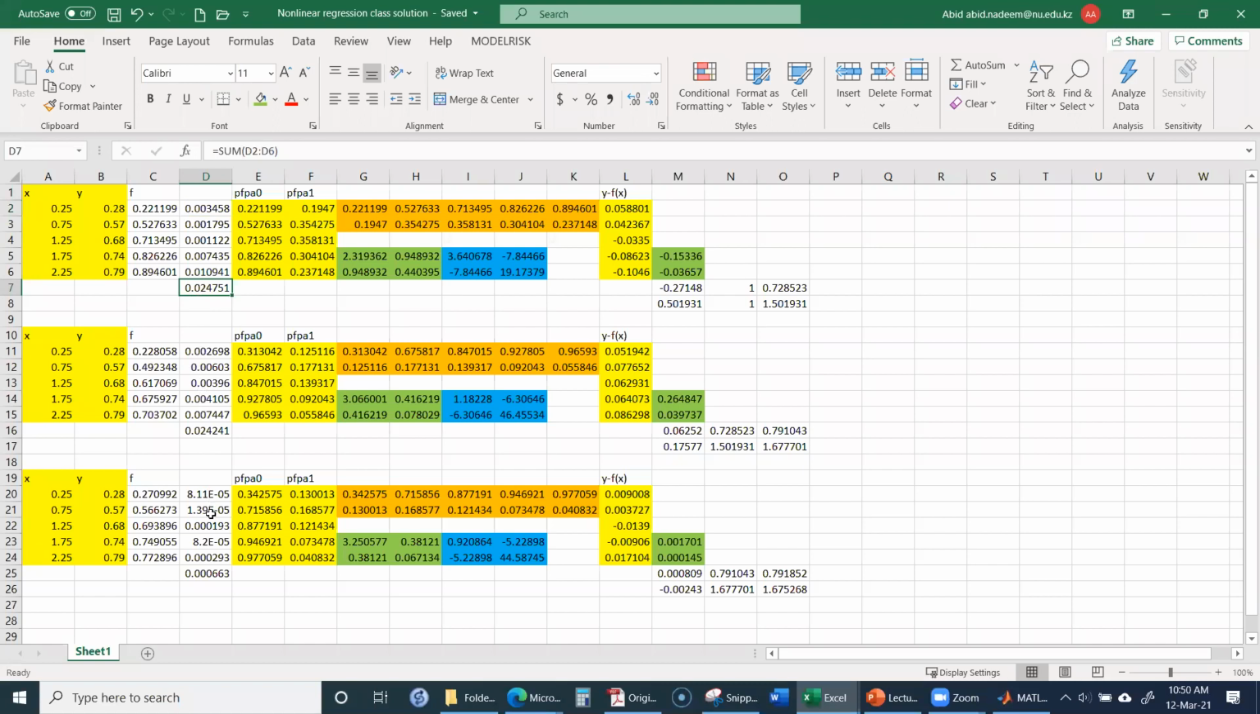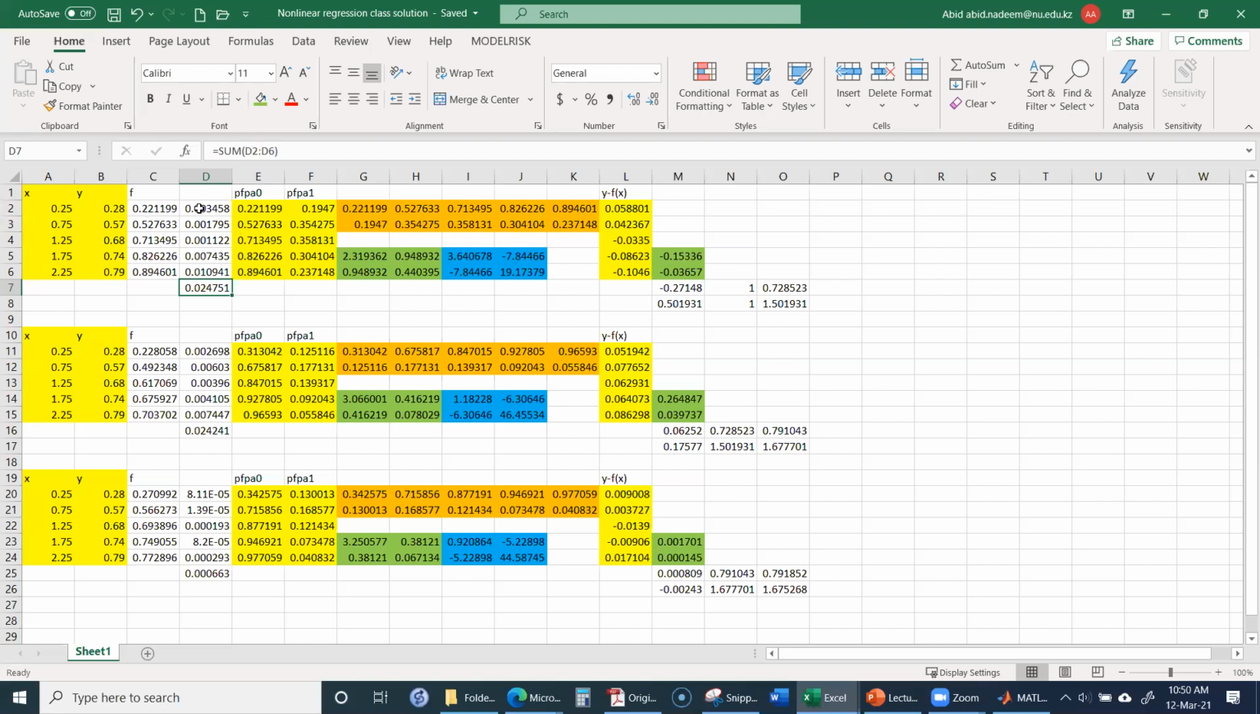Then in the second trial, it is 0.02421. And then in the third trial, it has become very small. So in the third trial, the values of A0 and A1 which were found are quite stable. And in the first iteration, the values have been shown over here.